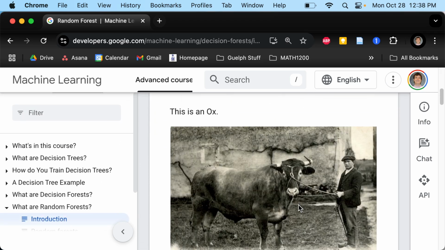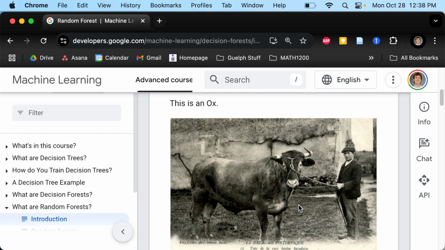So a random forest, as it says right here, this is an ox. So here's the question. If you were an expert, you would look at that and go, that ox weighs exactly 1,287 pounds. But if you are not an expert, you could guess at how much it weighs, and you would be quite wrong. But if you have many people who are quite wrong, you can combine their guesses to get something that's even better. And that is the idea of a random forest. Each individual tree sucks, but you combine them, and you get something better.